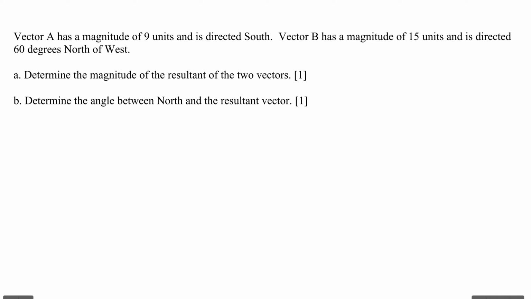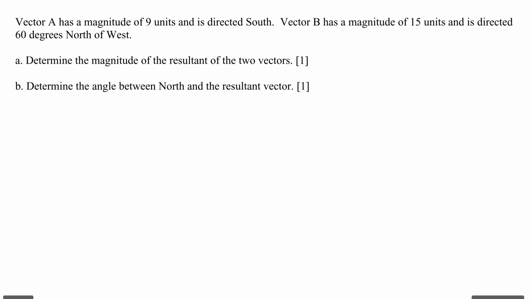So let's start by drawing our vectors. Vector A is 9 units straight down south. Vector B is 15 units, so it has a greater magnitude, and it's directed 60 degrees north of west. So here's west. We want a 60-degree angle north of west. So it should look like this. This is 60 degrees, and I drew them like that on purpose. I'll connect them head to tail. This is 15 units, and vector A is 9 units.